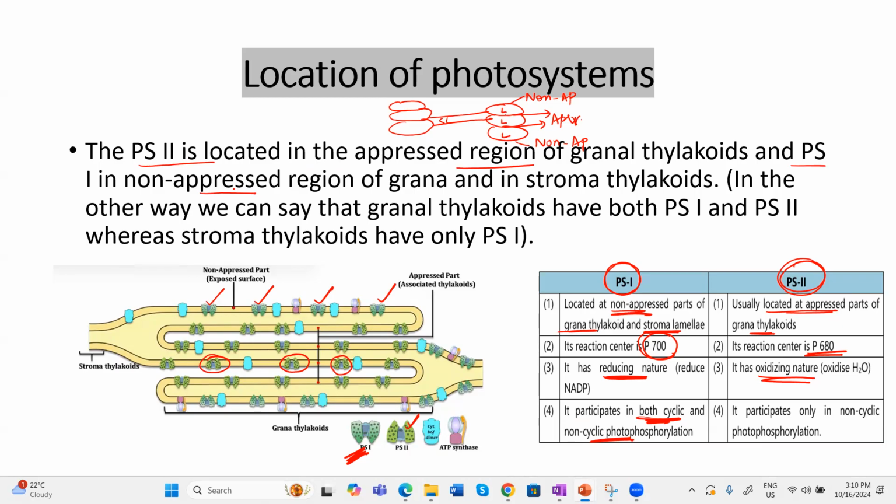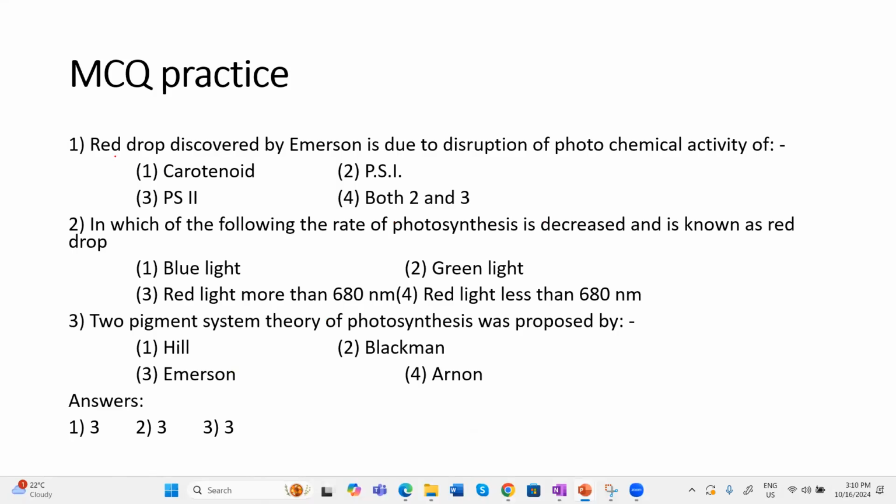Based on this, let us discuss a few MCQs. See, the red drop discovered by Emerson is due to disruption of photochemical activity of which one? It is because of the PS2. Is it clear? PS2 is not working, only PS1 was working. That is why we found the red drop. In which of the following is the rate of photosynthesis decreased? It is decreased when the light is more than 680 nanometer. The two photopigment system, meaning photosystem 1 and photosystem 2, was proposed by, the answer is Emerson and Arnold, not Arnon.